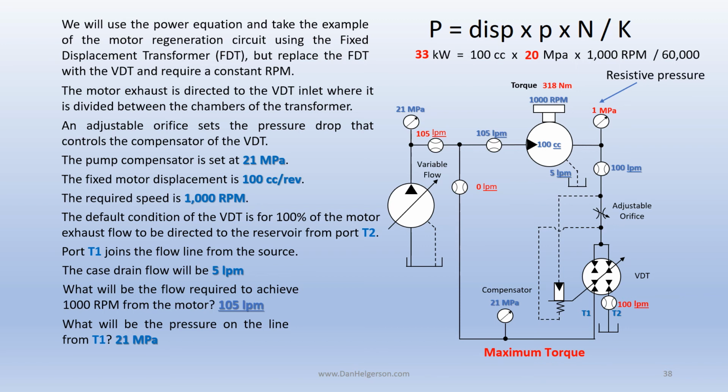Now at the outlet of the motor, I have a resistive pressure, and so what I'm showing in my formula is my effective pressure. It's just the inlet pressure minus the outlet pressure that gives me my effective pressure. And what you will see as we go through this is a constant reduction in my effective pressure because I have a constant increase in my resistive pressure, and we're going to see that my horsepower, my kilowatts are going to be dropping, and my flow from my source will be dropping as well.